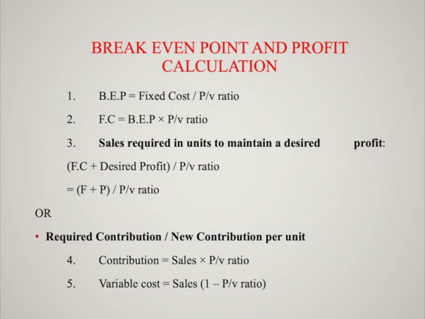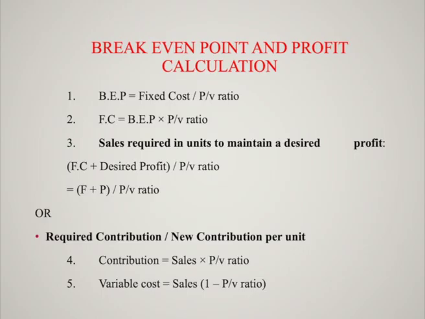So, for the calculation of the break even point we use these formulas. Break even point is fixed cost divided by PV ratio. To calculate the break even sales, we need to calculate the fixed cost and we need to calculate the PV ratio.